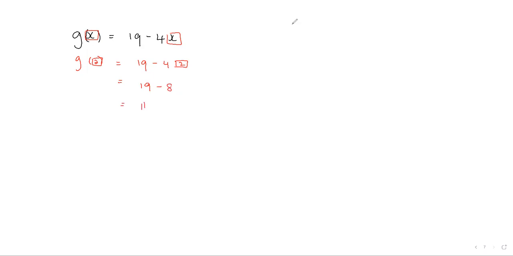But let's say they told us that the function g of x is equal to the same 19 minus 4x. But this time, they told us to find g of x is equal to 31. Now, what they are saying here is that g of x is this, but g of x is equal to 31. So you're basically saying that this is equal to this.